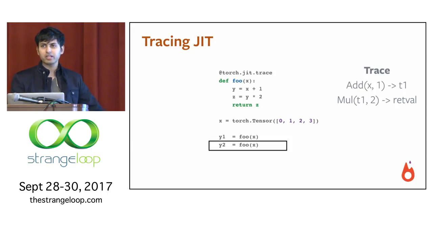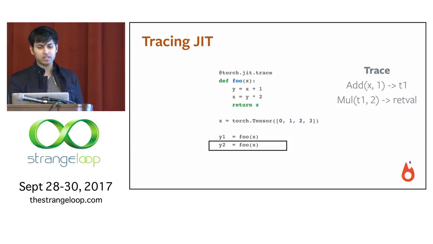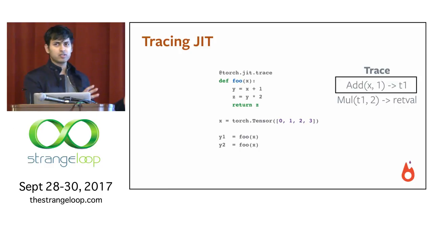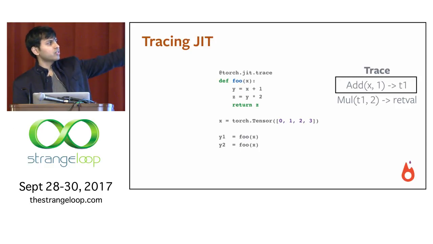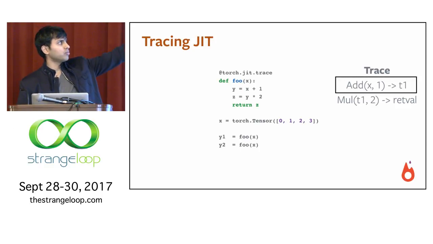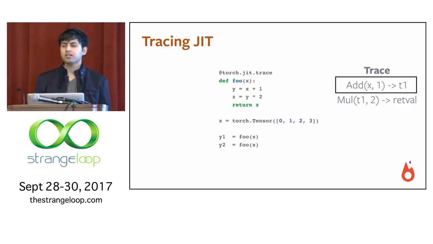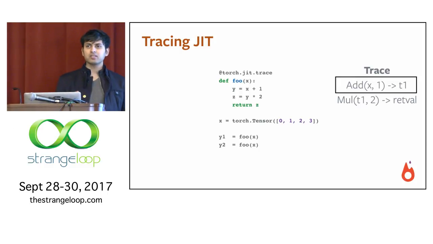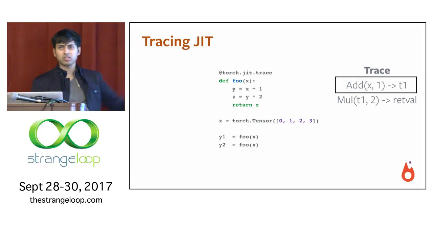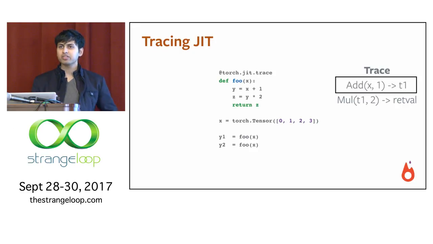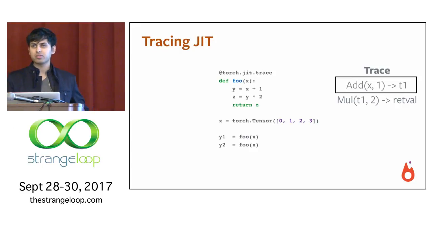And when you run y2 equals foo of x, the same function again, it actually shortcuts the entire Python code path, the entire code that you wrote, and instead it gives the trace to our C++ interpreter, and it just executes the trace itself and not the original Python function. And we cache traces, so typically if you run the same function again and again, we will use the cached trace rather than the original function.